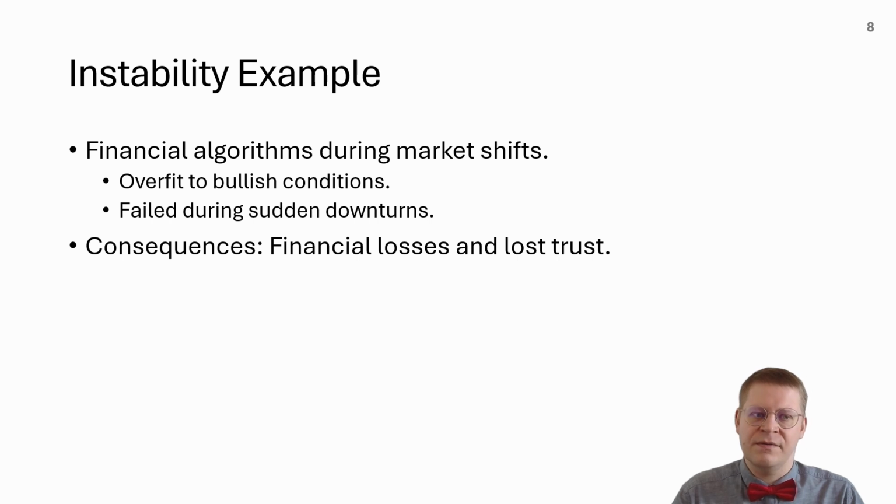Consider the example of financial trading algorithms that excelled during a prolonged bullish market that collapsed when faced with a sudden downturn. These models, having overfitted to a consistent uptrend, failed to adapt to the market shock, resulting in significant financial losses and a loss of investor confidence. This example underlines that ignoring stability can result in catastrophic outcomes, not just technical failures, but real-world damage.